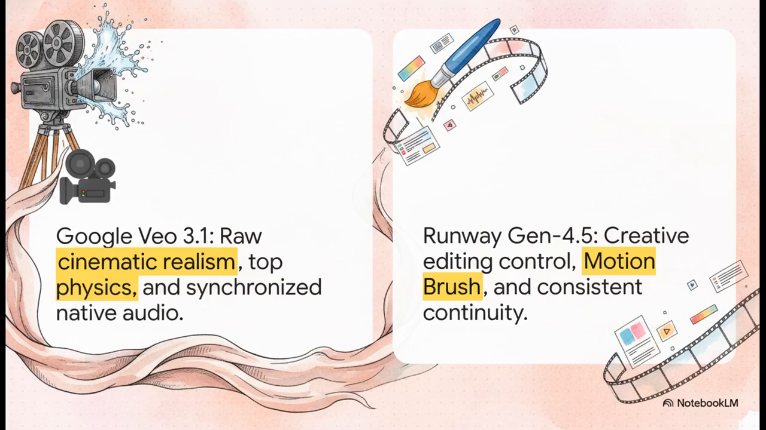But then look at Runway Gen 4.5. It acts way more like a complete, highly controllable video production suite. You're not just crossing your fingers and prompting, you're using tools like Motion Brush to animate very specific parts of an image, or Act 1 to transfer real human facial expressions onto AI characters. Basically, Runway's for the editor who demands control, while Veo is for the creator chasing raw visual perfection.